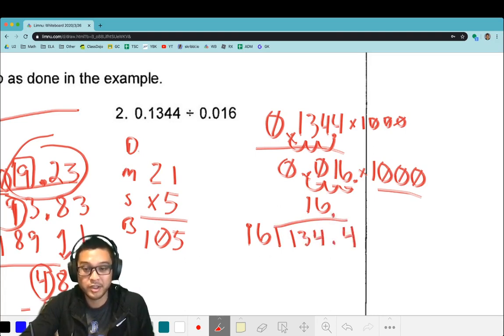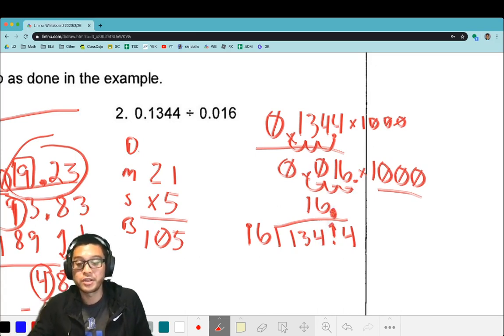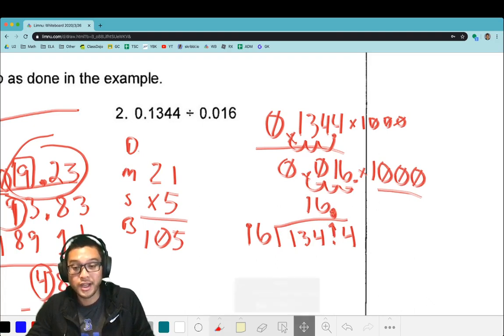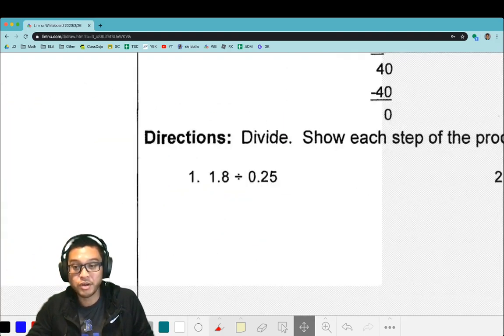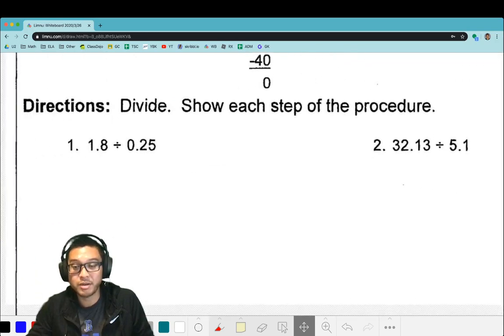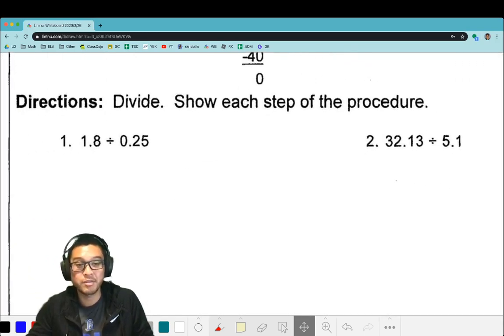Okay? And then don't forget to bring up the decimal point. And then you can start dividing right here. Which you can do on your own. So that is page 11. Let's look at page 12. Page 12 is the same set of problems, or same style of problems, okay?